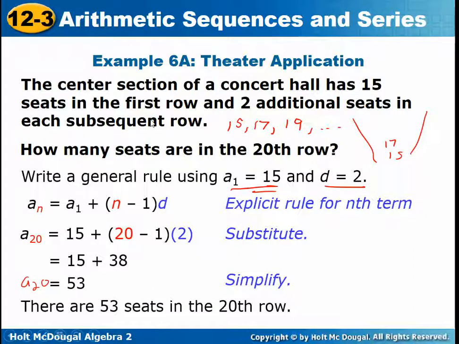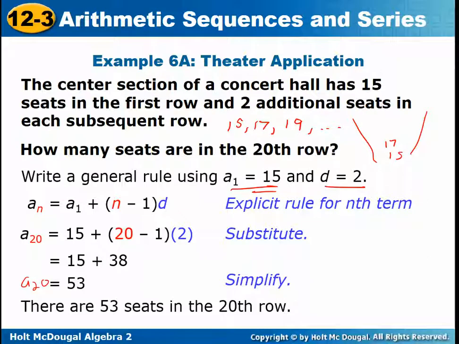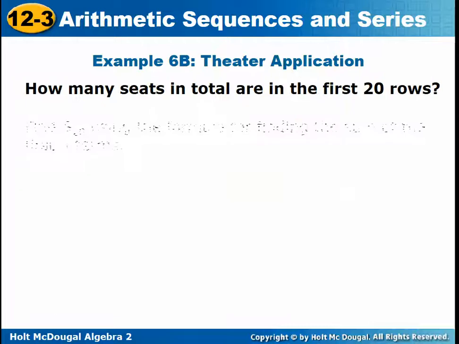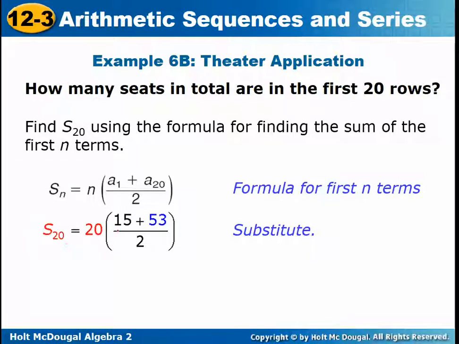Now what if they had asked us to find the sum of all the seats in the first 20 rows? So we would have to take what we know. We know that there are 53 seats in the 20th row and 15 seats in the first row, and we'll plug them into this formula. So we're looking for S of 20. So 15 plus 53, and then you divide that by 2. 15 plus 53 is 68. 68 divided by 2 is 34. And 34 times 20 is 680. So that is not bad at all.